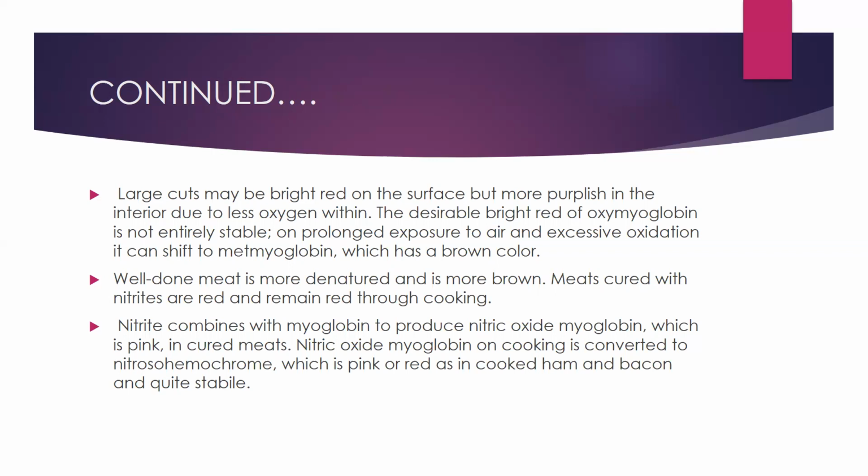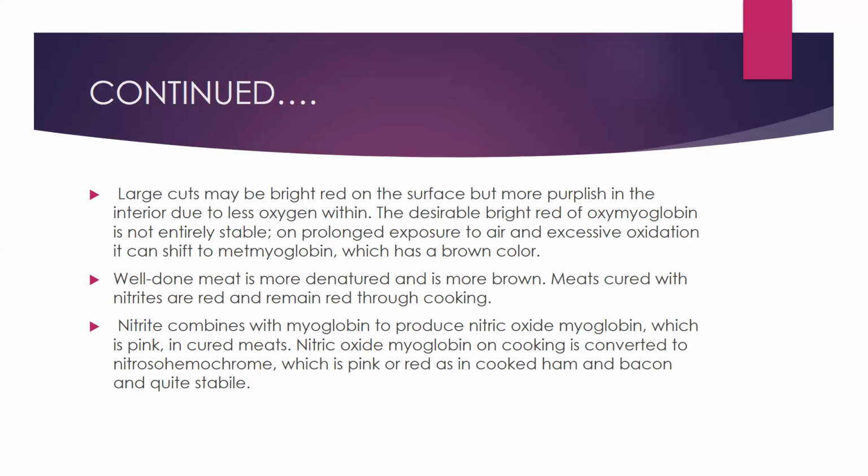So understand the sequence. First of all, there is a protein named myoglobin. Myoglobin initially is purple in color. Its main function is to carry oxygen, and when it carries oxygen, it becomes oxymyoglobin, which is cherry red in color. And as it is exposed to air, because of excessive oxidation, it gets converted into metmyoglobin, which is brown in color. Now, well done meat is more denatured and more brown, while meat cured with nitrites is red and remains red throughout the cooking.